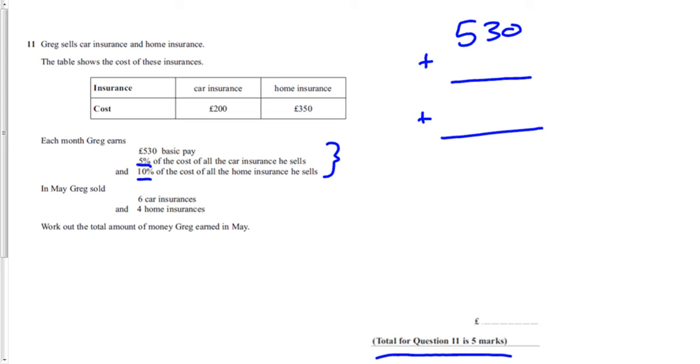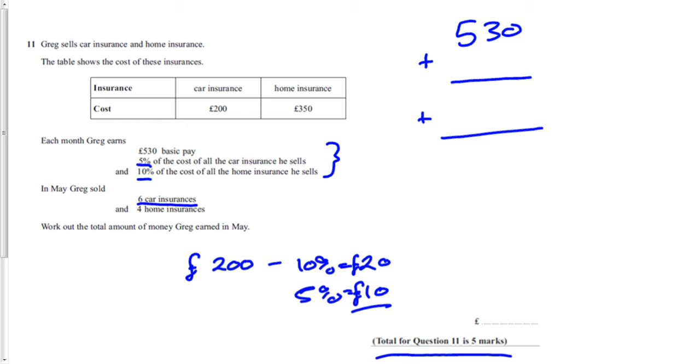What we're going to do is work out what each of them is. He gets 5% from his car insurance. Car insurance, he sells each one for £200. So 10% of that equals £20, so 5% of that equals £10. Therefore, for every car insurance he sells, he gets £10. It says down here that he sells 6 of them. So 6 lots of 10 is going to be £60. So he has £60 for the car insurance that he sells.